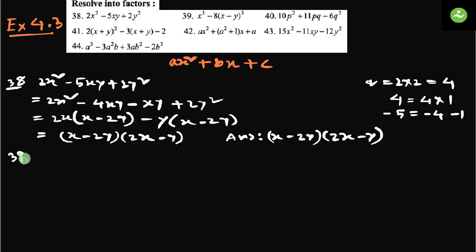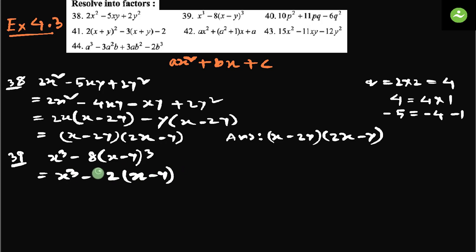39. x cube minus 8 x minus y whole cube. x cube minus 8 x minus y whole cube. Can we make the order like a cube minus b cube? Can you bring the format? Yes. Now x cube minus 2 into x minus y whole cube. This is like a cube minus b cube.